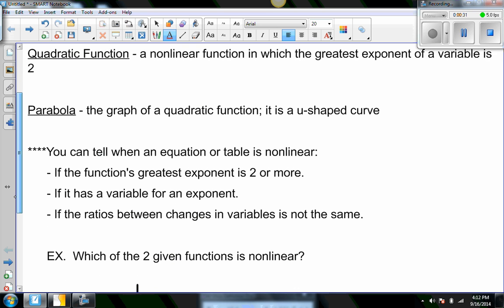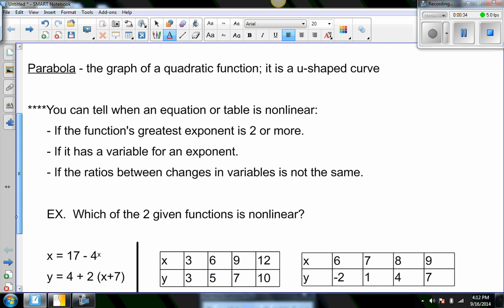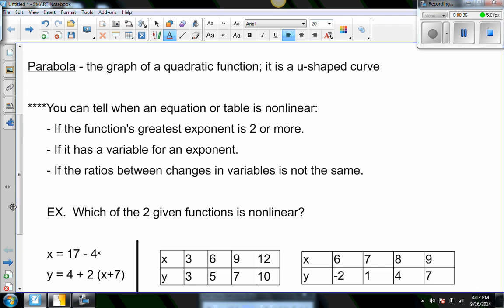A parabola is the specific name of the graph of a quadratic function. It is a U-shaped curve. Okay, so it looks kind of like a horseshoe, like a U.